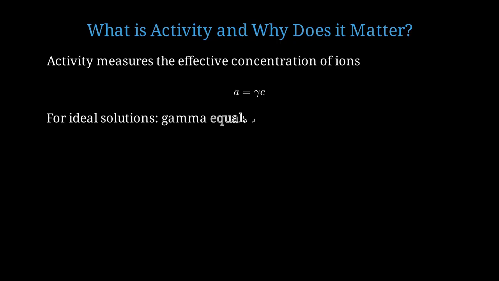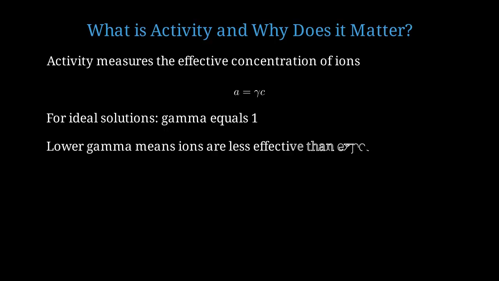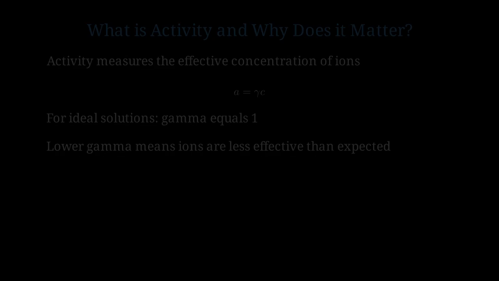For ideal solutions, gamma equals 1, meaning activity equals concentration. But for real ionic solutions, gamma is less than 1. A lower activity coefficient means the ions are less effective at doing their chemical job than you would expect from their concentration alone. Enter Peter Debye and Erich Hückel.